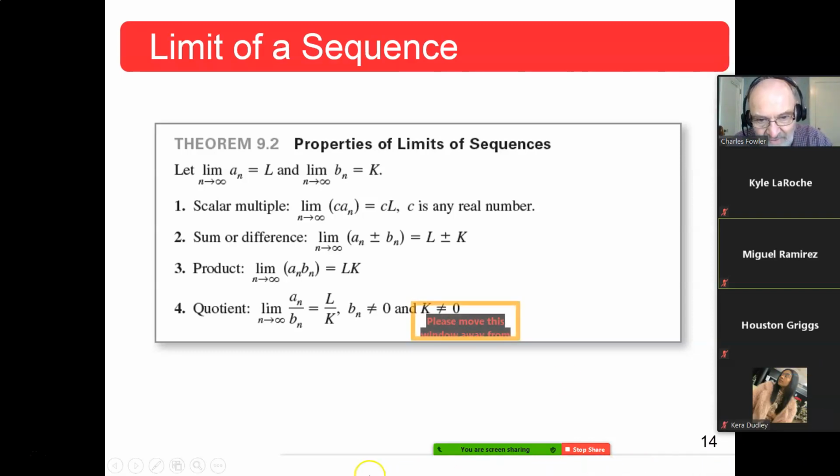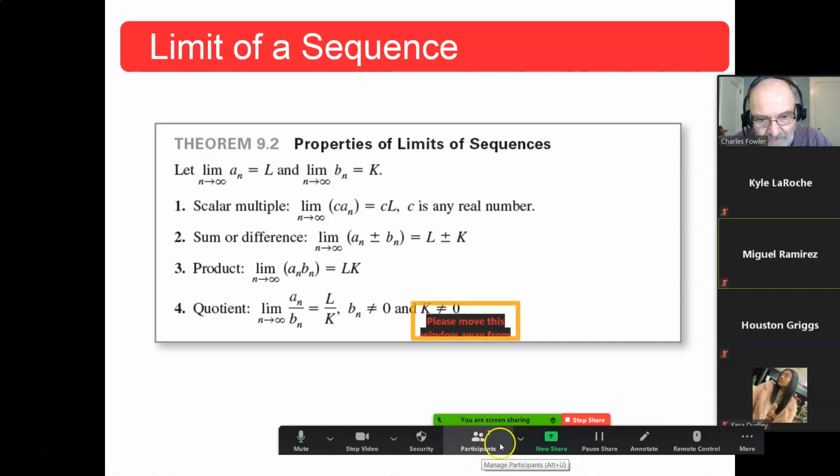So if I can get my cursor to show up here, I'm going to do a new share. Let's see, we've still got 6 students here. Is that right? 1, 2, 3, 4, 5, 6. Got it. Okay.